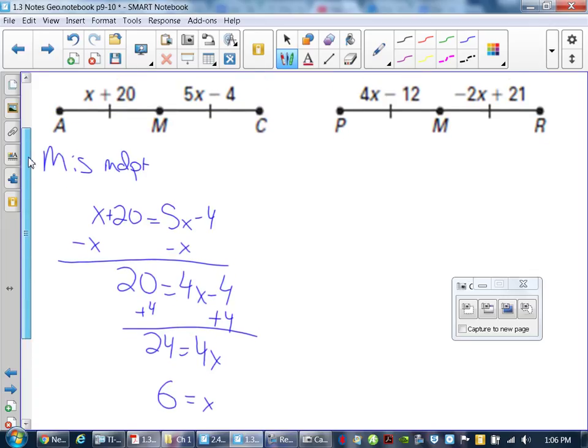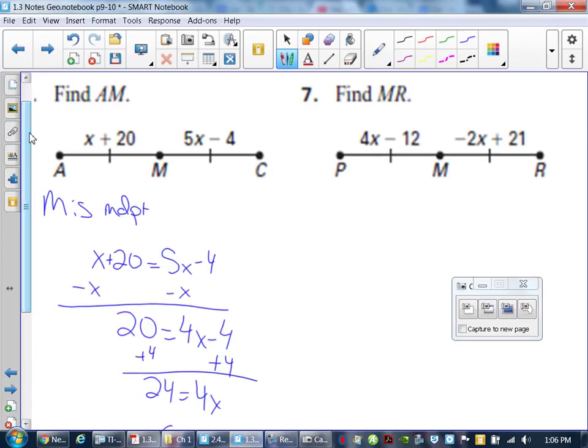So if x is 6, I think it asked you to figure out what AM was. So 6 plus 20 is? Yay. It's nice when things work out for you. Same thing on the other side.